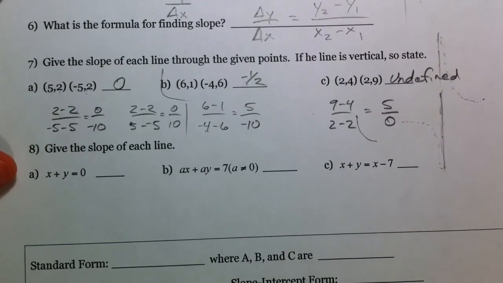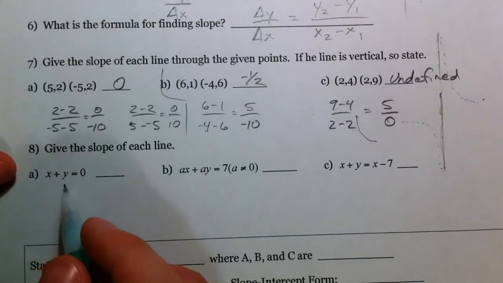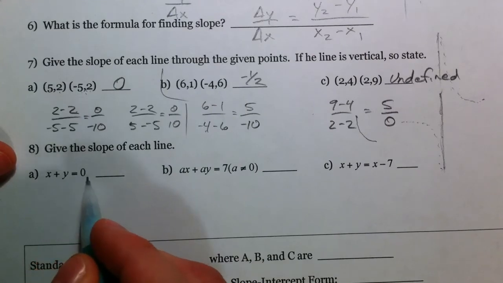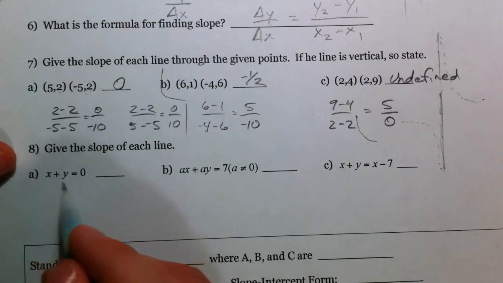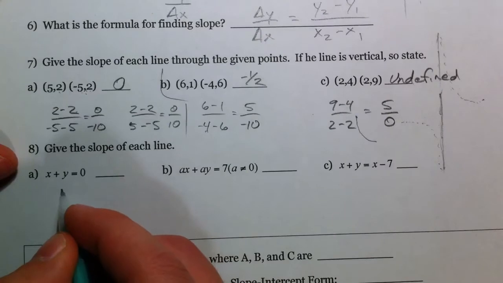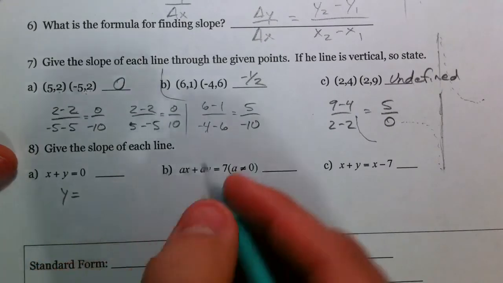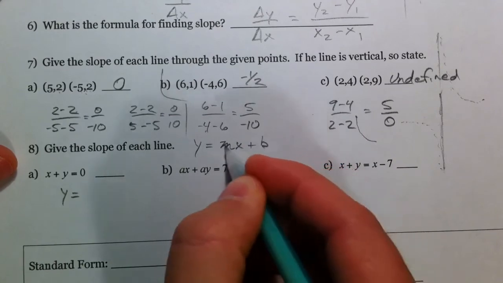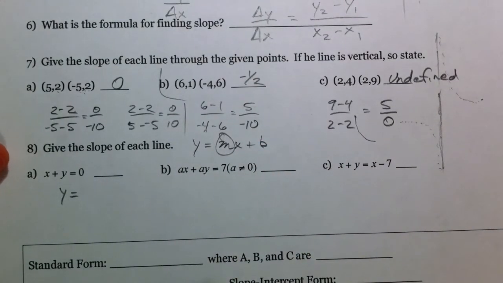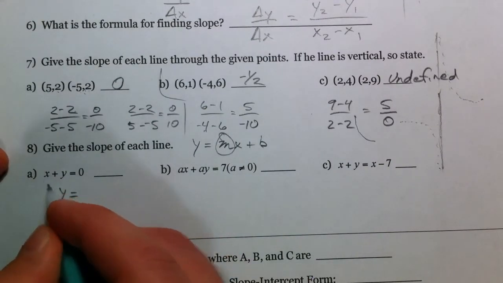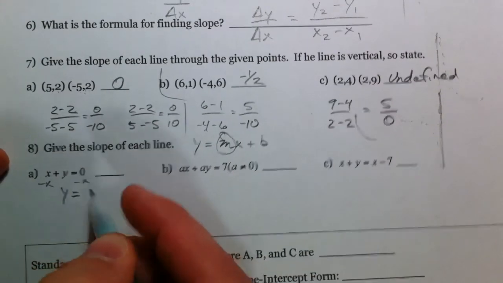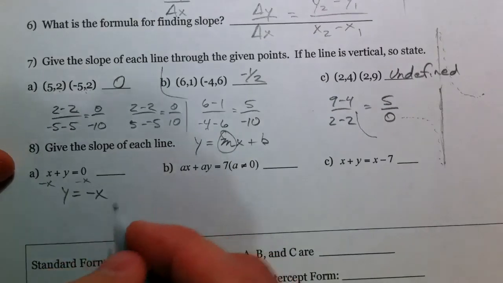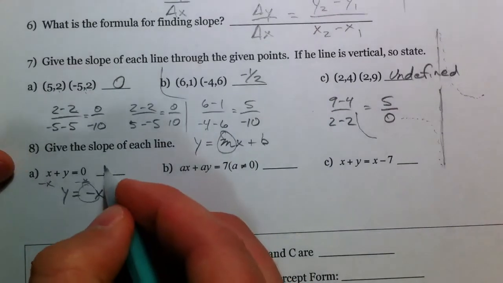Give the slope of each line. So x plus y equals 0. To know the slope in an equation like this, you have to get it into y equals mx plus b. The m is your slope. So you need to get the y by itself. Let's subtract x from both sides, and you get y equals negative x. So that means the slope is negative 1.